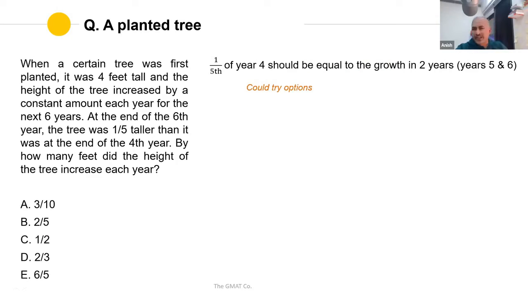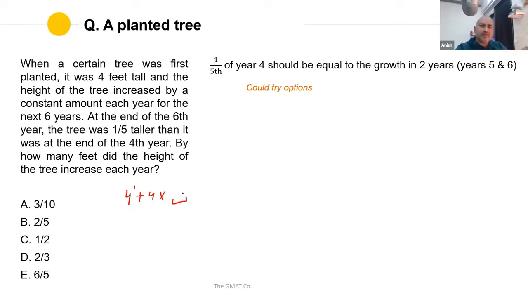So one way is we could try the options also. This is just to highlight how we can use options as well. By how many feet did the height of the tree increase each year? These are the answer choices of feet per year. Even if nothing else strikes us, let's start with the very first option, 3/10. On one side, I'll figure out the height at the end of the 4th year. The initial height is 4 feet plus 4 times this answer choice. So let's say 3/10: 4 feet plus 4 times 3/10. That would be the height at the end of the 4th year.